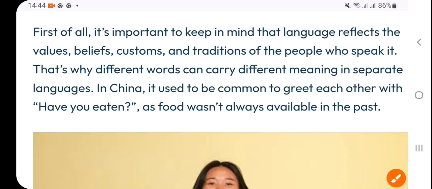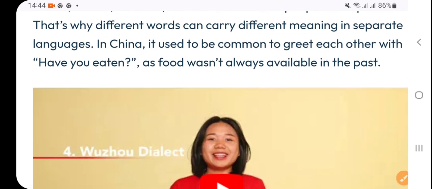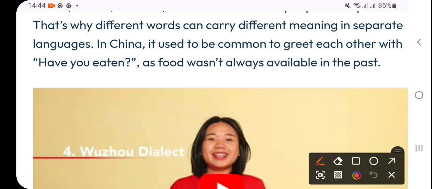That is why different words can carry different meanings in separate languages, right? The same meaning may be expressed differently in a different language. In China, it used to be common to greet each other with "have you eaten," as food was not always available in the past, right? So that is the big challenge.